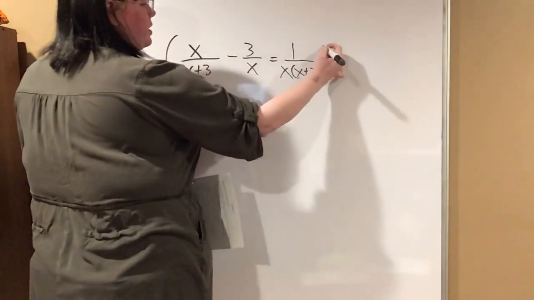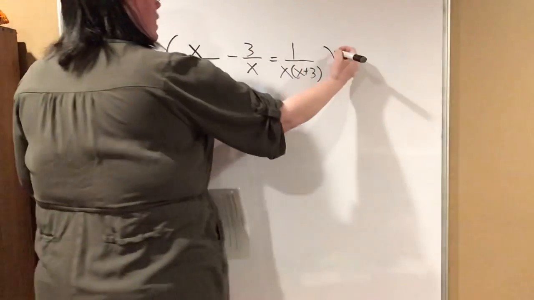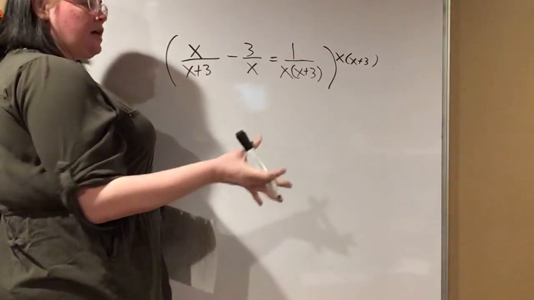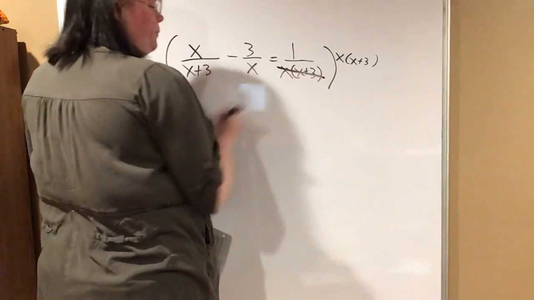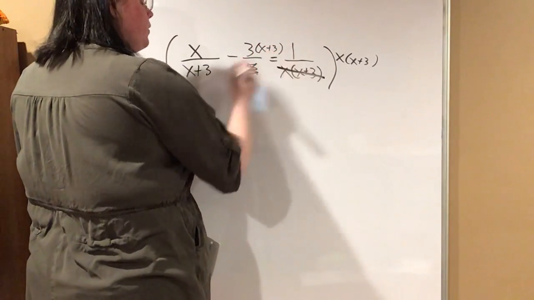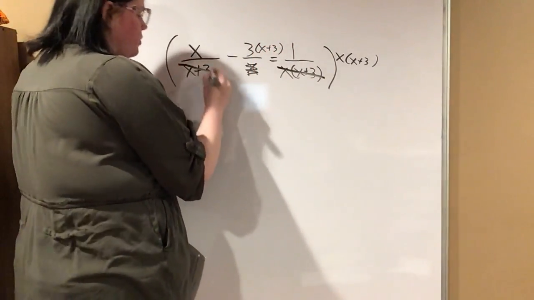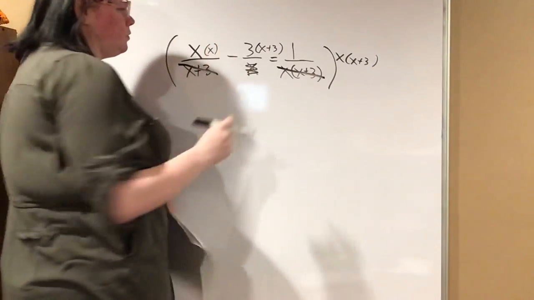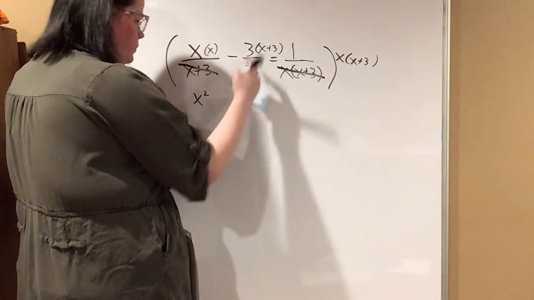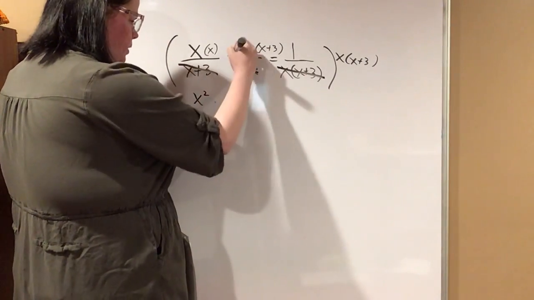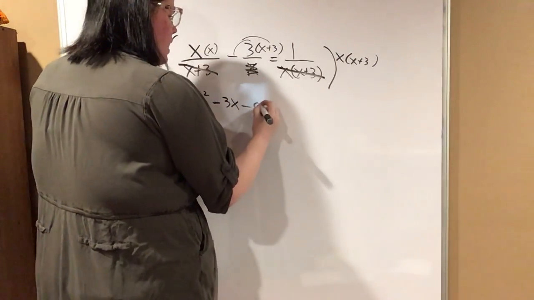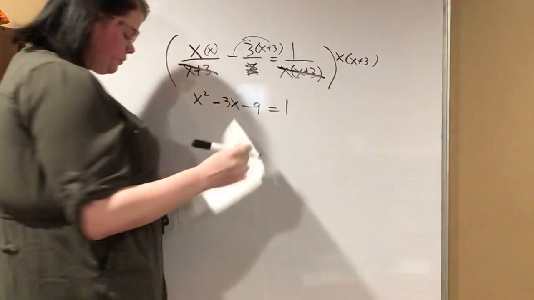But here's an easier way to think of it, because I want to get rid of this fraction. I'm going to multiply this entire thing by x and x plus 3. So when I do that, this entire one goes away. The x goes away on this one, and we're left with x plus 3. Over here, the x plus 3 goes away, and we're just left with x. Well, now let's multiply that through. So I get x squared minus 3x minus 9 equals 1.